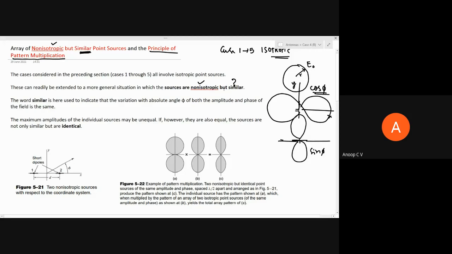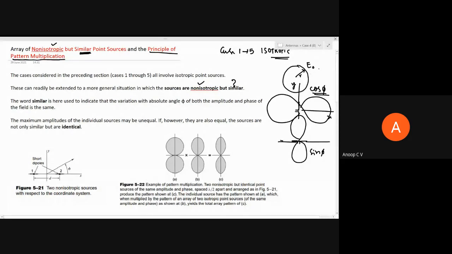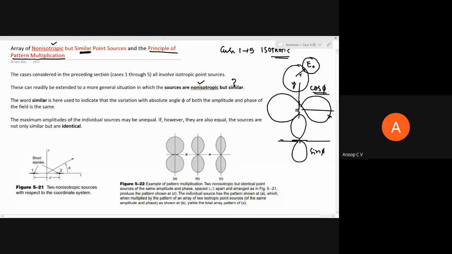Non-isotropic means directional. It can be cos phi, sin phi, or any pattern which is dependent on phi. If it was isotropic, we assumed at a distance r the field magnitude was E naught, because it was not a function of phi, it was a constant. But if it is directional, E naught will be a function of phi.